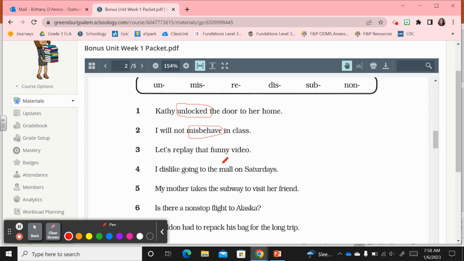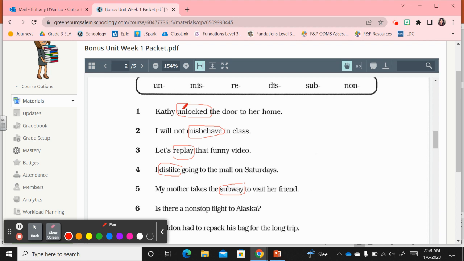Number 3, let's replay that funny video. Re is a prefix on replay. Number 4, I dislike going to the mall on Saturdays. Which one? Dislike. Number 5, my mother takes the subway to visit her friend. Sub, right, is a prefix, so subway is a word with a prefix. Number 6, is there a nonstop flight to Alaska?